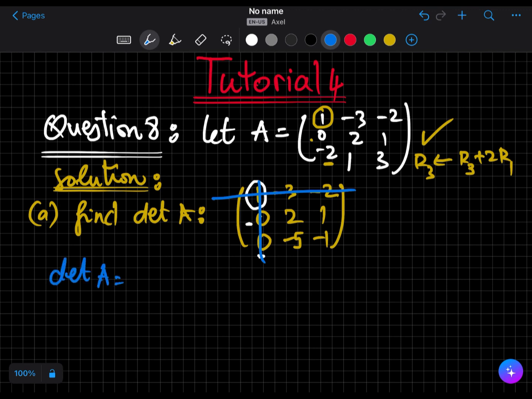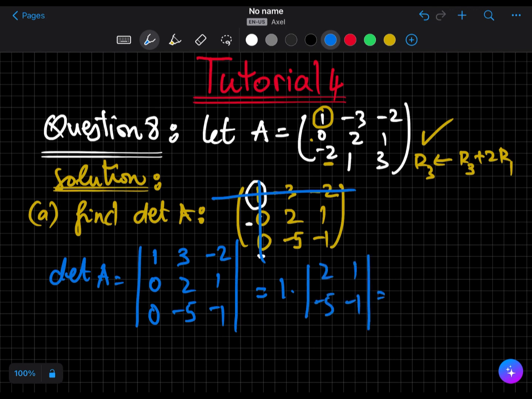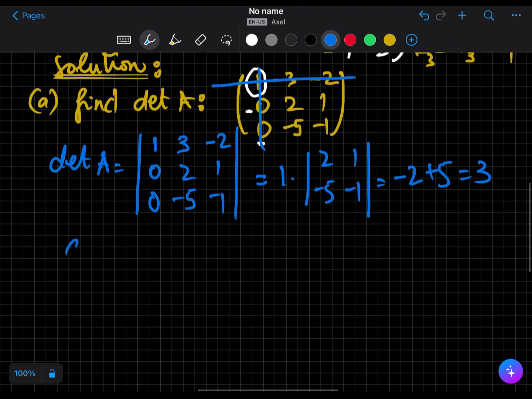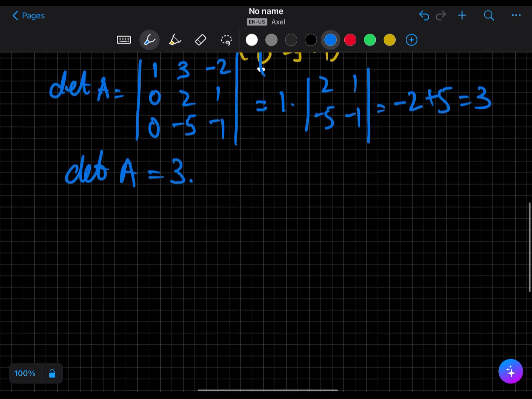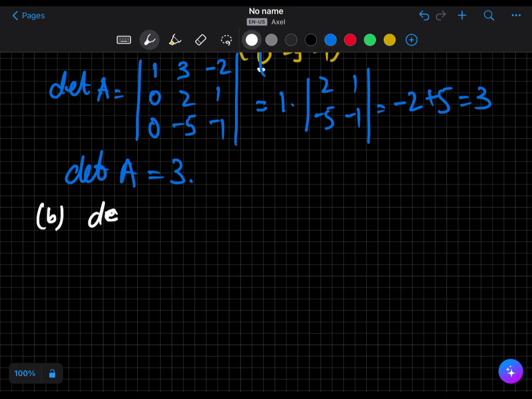Determinant of A is equal to the determinant of 1, 3, minus 2; 0, 0, 2; minus 5, 1, minus 1, right? Which is equal to 1 times the determinant of 2, minus 5; 1, minus 1, which is minus 2 plus 5, which is 3, right? So determinant of A is 3. Good.